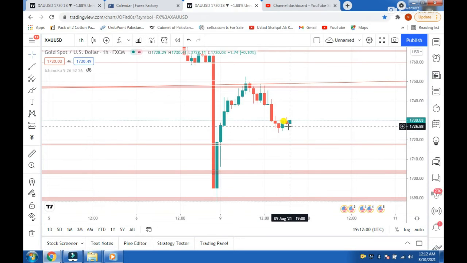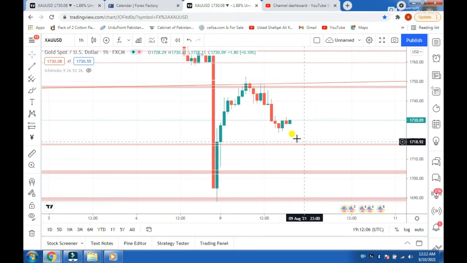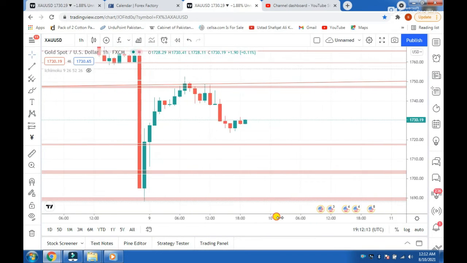As I mentioned, 1726 is also in our groups, and you can open buy positions there. This is the 1 hour time frame. These are the areas I mentioned before for buy trades, so you should open buy trades.